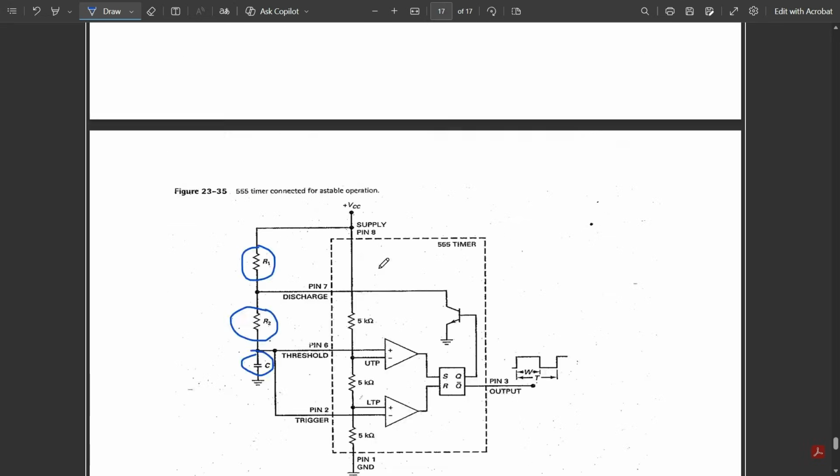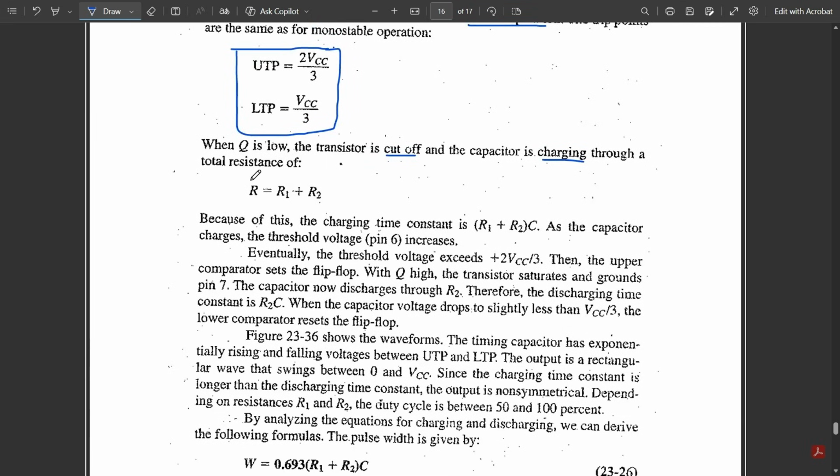Here, since two resistances are there, the total resistance would be R equal to R1 plus R2, because they are connected in series. Because of this total resistance, the charging time constant would be (R1 plus R2) into C, as the capacitor charges the threshold voltage in pin 6. Eventually the threshold voltage exceeds 2 VCC by 3, which we have seen in the monostable also. The same thing is repeated here.